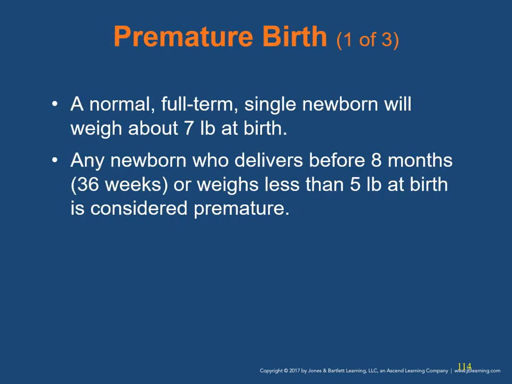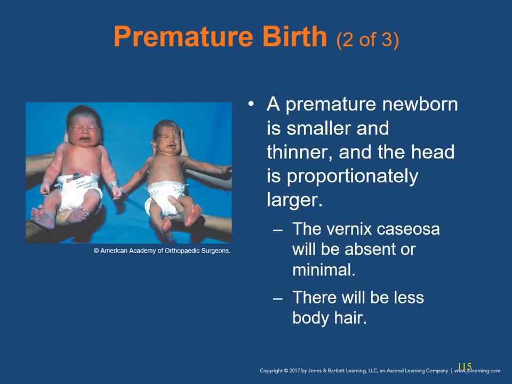Premature birth. A normal full-term single newborn will weigh approximately 7 pounds at birth. Any newborn who delivers before 8 months, or 36 weeks, or weighs less than 5 pounds at birth is considered premature. A premature newborn is smaller and thinner than a full-term newborn, and the head is proportionally larger in comparison with the rest of the body.